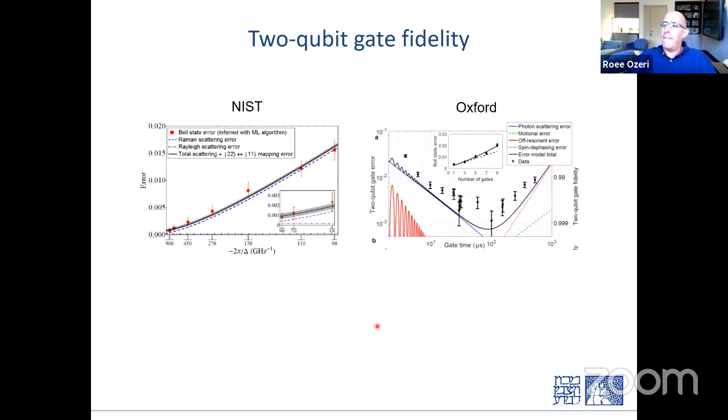Yeah, Roee, there are maybe two. So one would be one question by Manuel Morgado. How is it possible to check that the Molmer-Sorensen gate family is universal? Maybe you can say a few words to that.